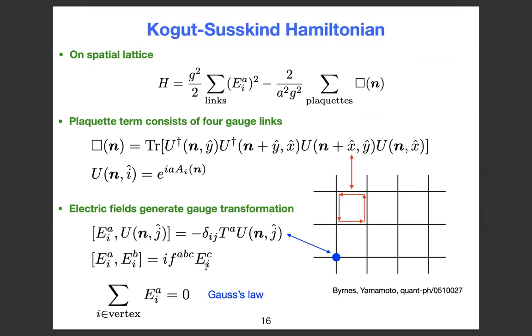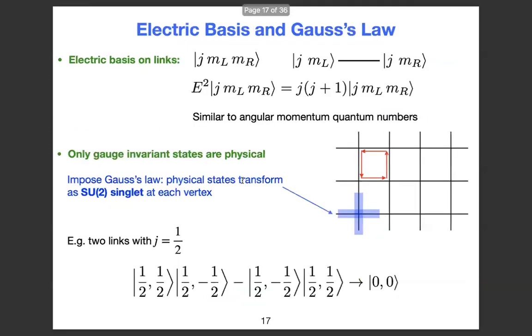are satisfying this Gauss law, which basically says at each vertex, the sum of the electric field is 0. It means the state at this vertex is a singlet state in the SU(2) group. And we're going to use the electric basis on the links. The state can be described by 3 quantum numbers, the angular momentum quantum number J, and the 2 third components, m_L and m_R, for the left end and the right end of the link variable.